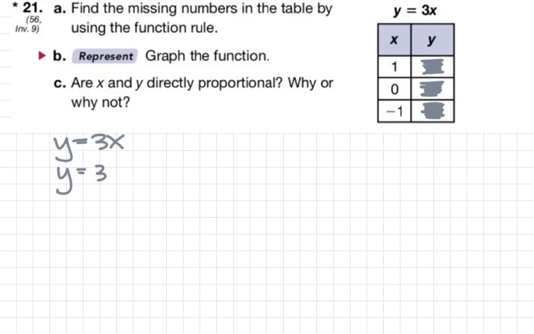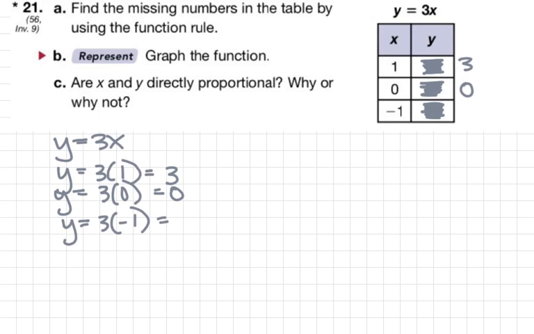Y equals 3 times 1, which would equal 3. So this would be 3. Y equals 3 times 0. This would be 0. And y equals 3 times -1. This would be -3. Okay, so now that we have completed our table, we can now go and graph our function.